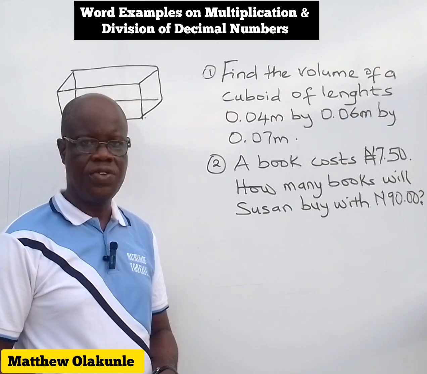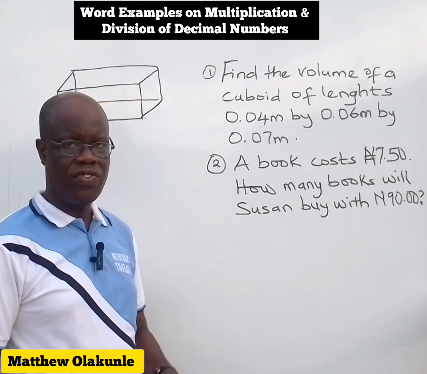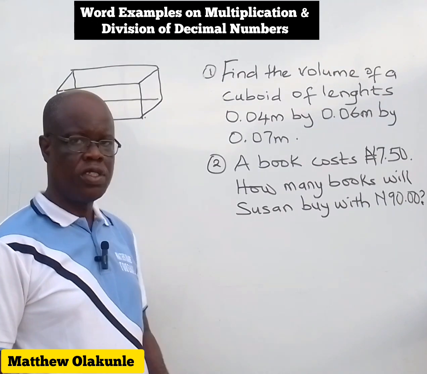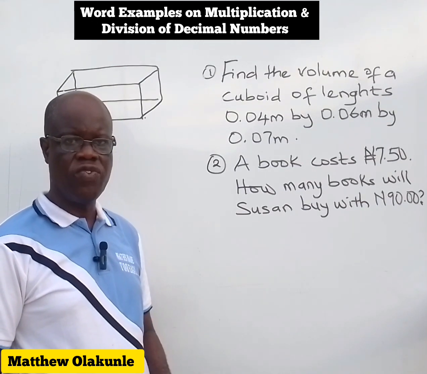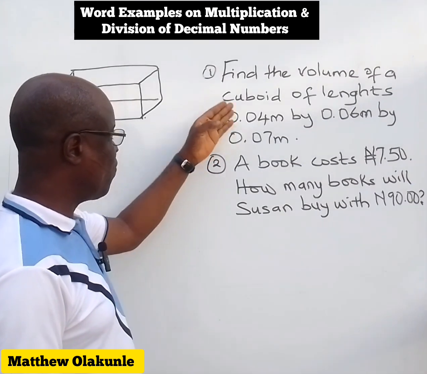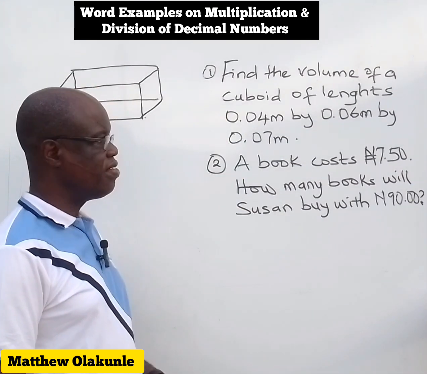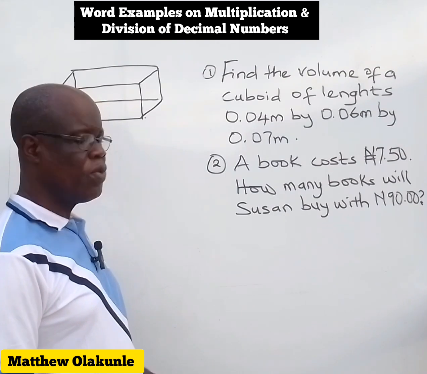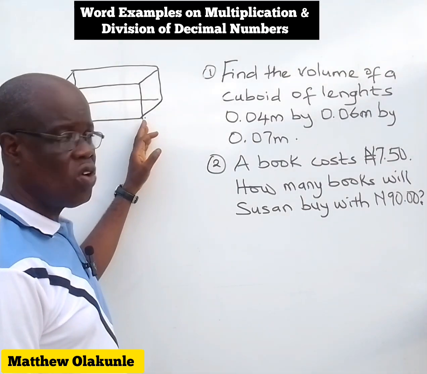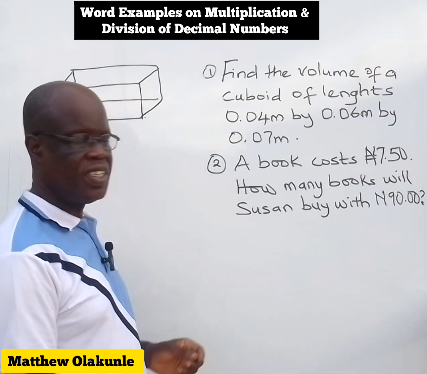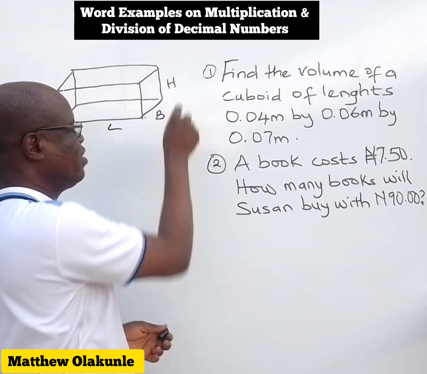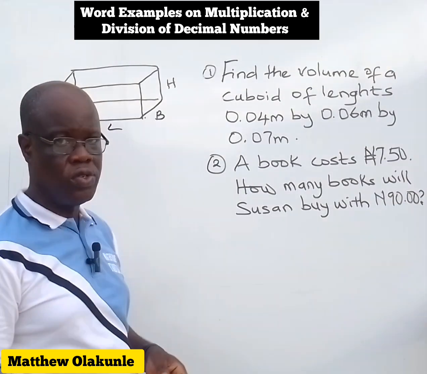Hello friends, you are welcome back to this math class as we look at this word problem under the topic multiplication and division of decimals. The problem says find the volume of a cuboid of length 0.04 meter by 0.06 meter by 0.07 meter, and this is what you call a cuboid. It looks like a box, and you have the length, the breadth, and the height. So you are asked to find the volume.